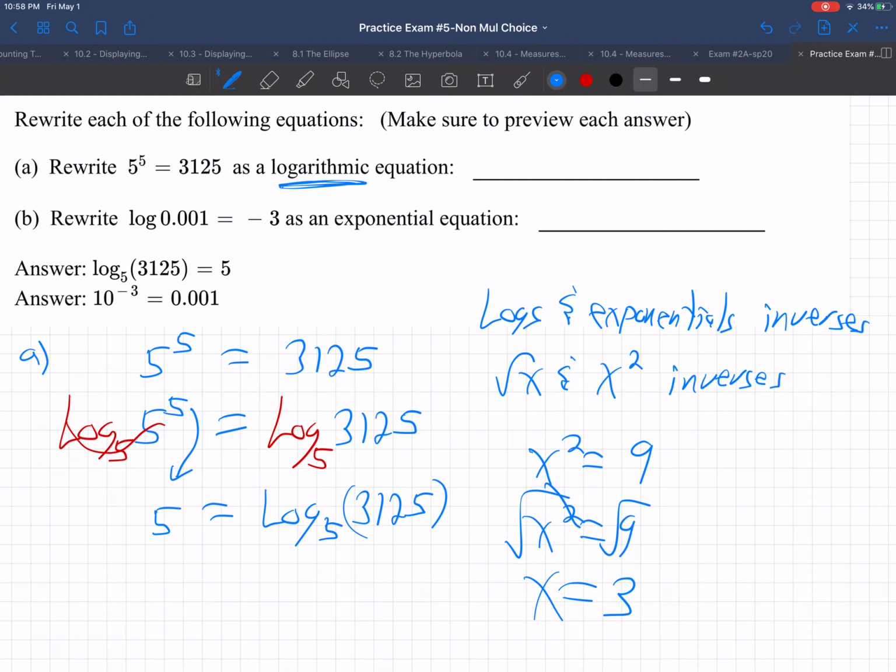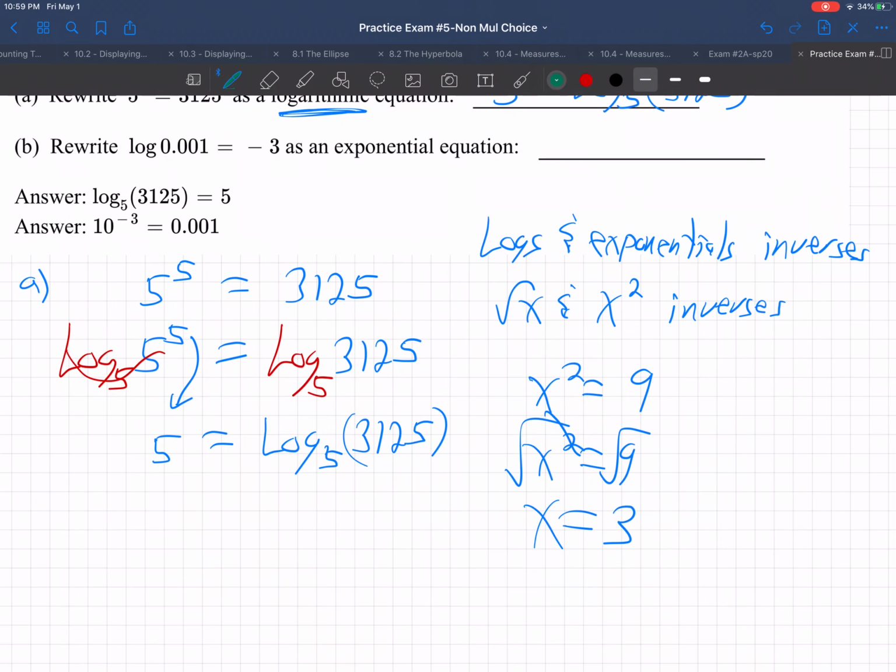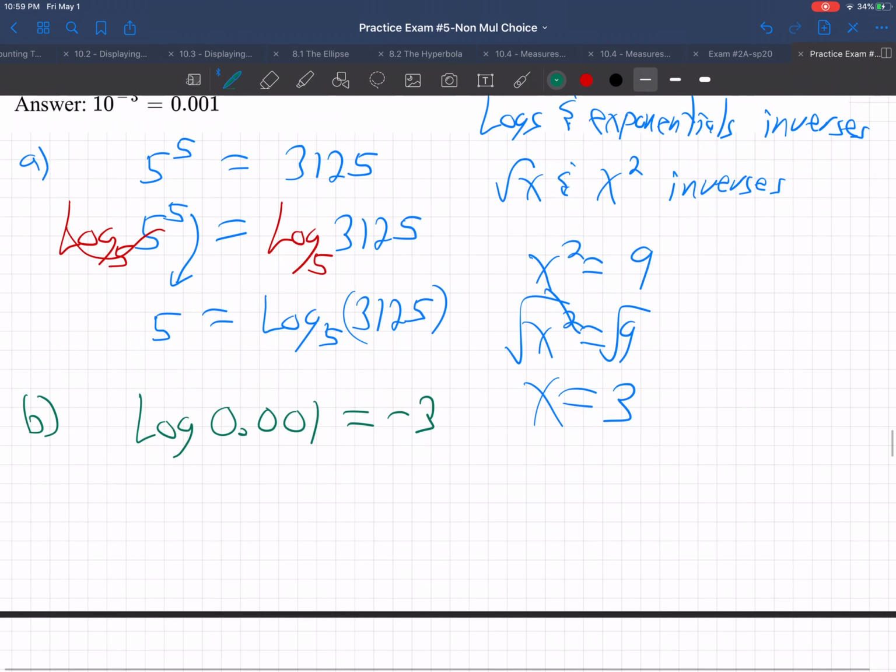So there's part A. That's what they want you to write right here on this line: 5 equals log base 5 of 3125. And then the second one, part B, this time we do the opposite. We start with a log, and we want to rewrite it as an exponential, meaning we're going to lose the log.